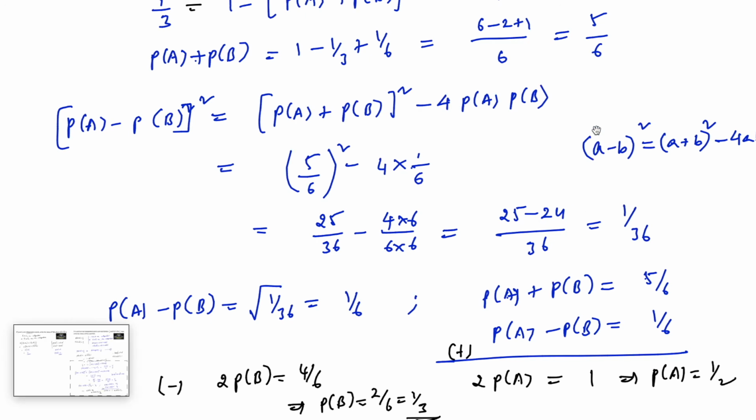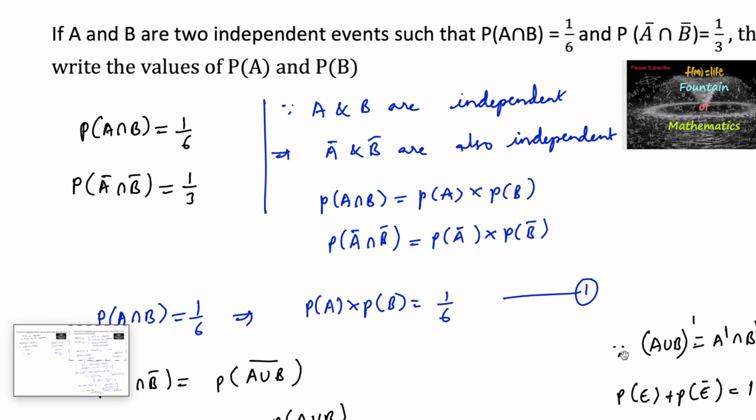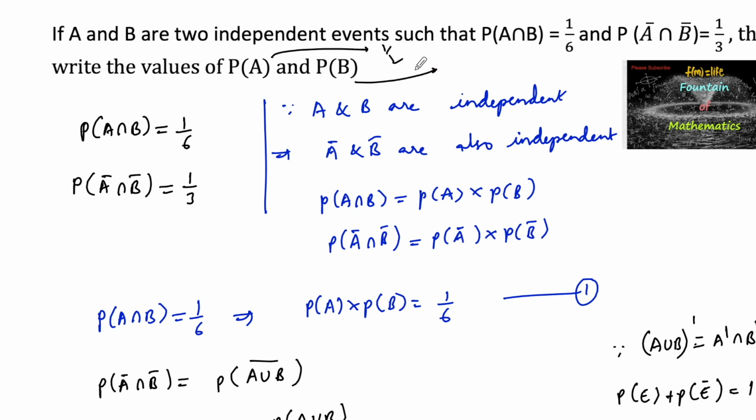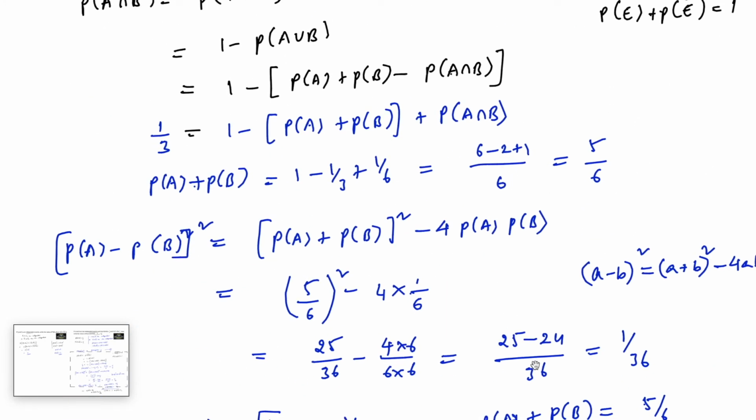So probability of an event A is 1 by 2 and probability of an event B is 1 by 3. So 1 by 2 and 1 by 3 are the answers.